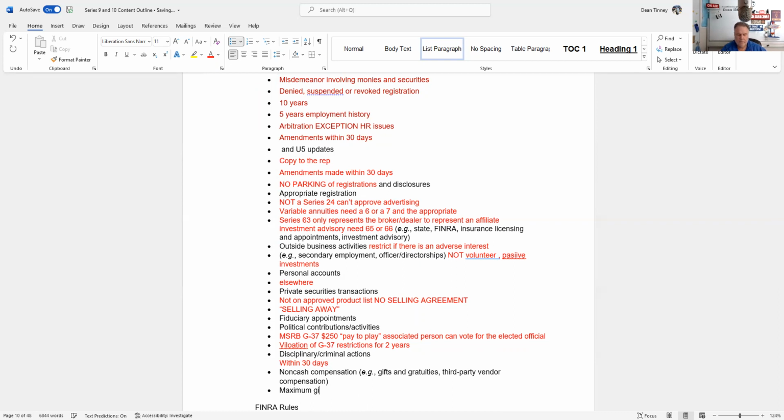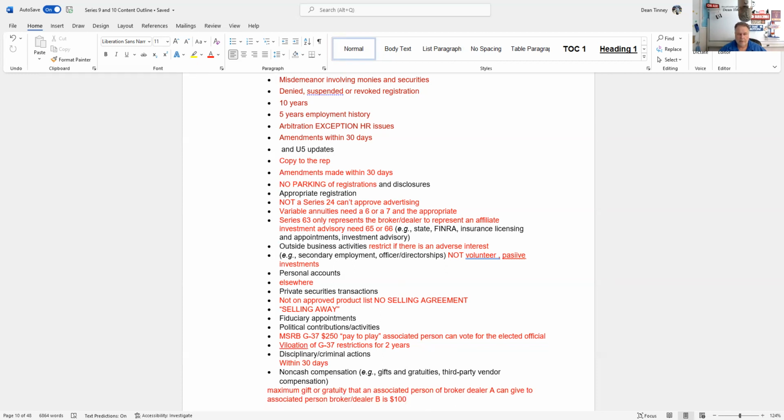So the maximum gift or gratuity that an associated person of one broker dealer, let's just call it associated person of broker dealer A, can give to an associated person of broker dealer B is $100. Where this comes up more often than not is with a wholesaler.